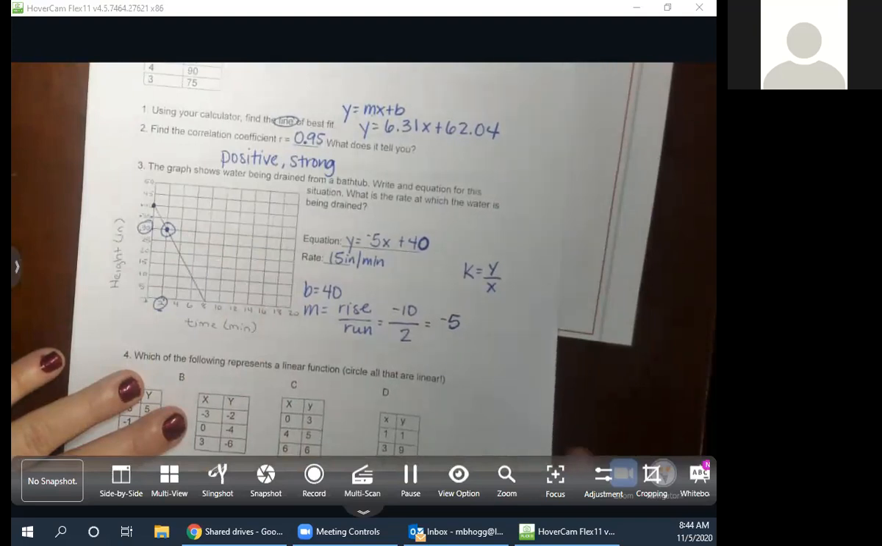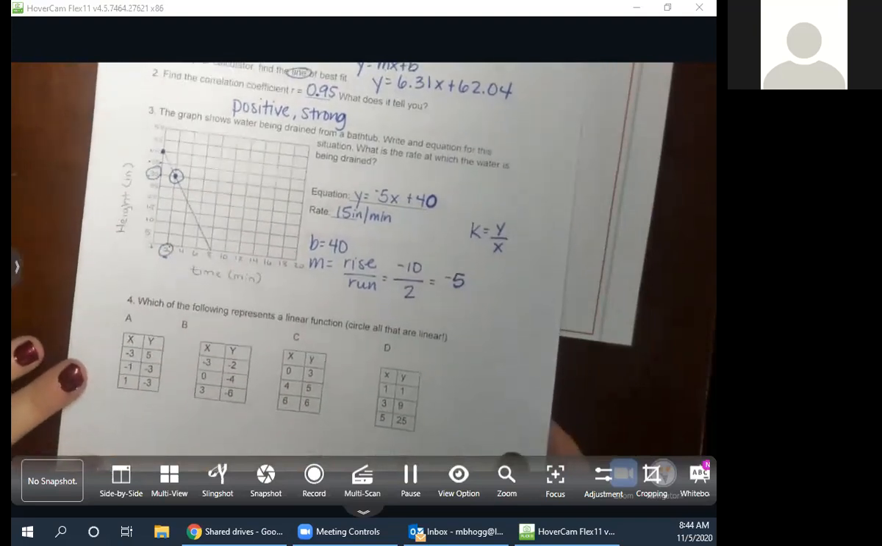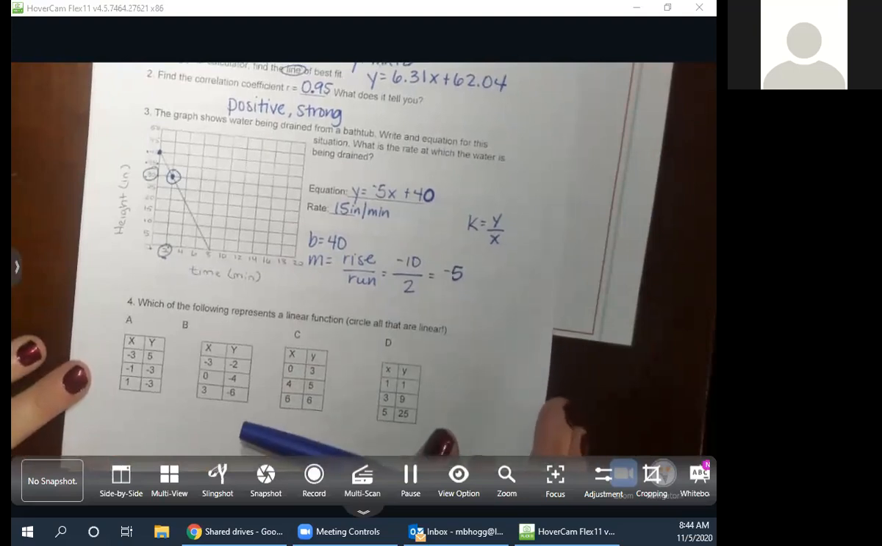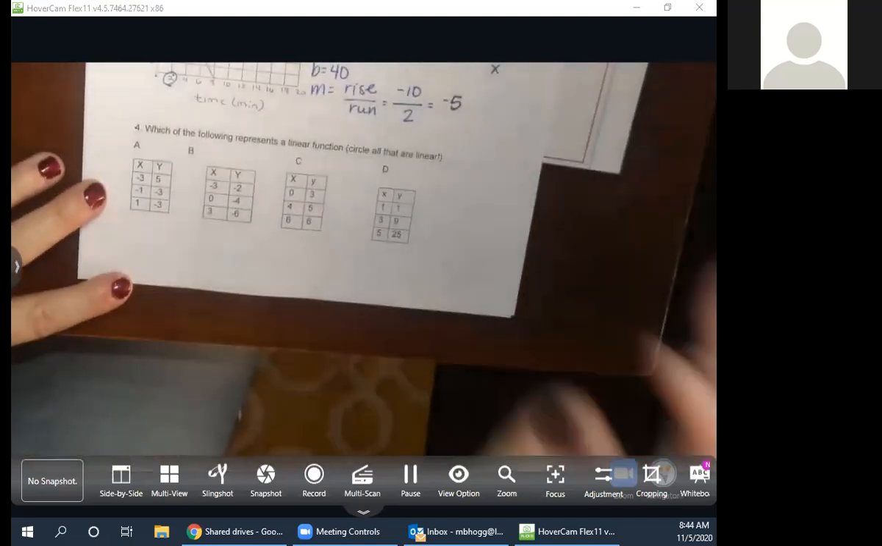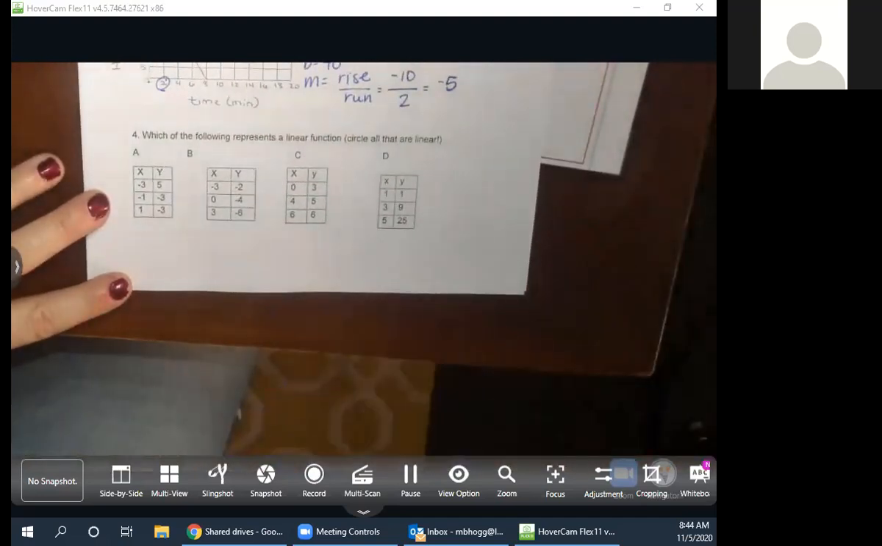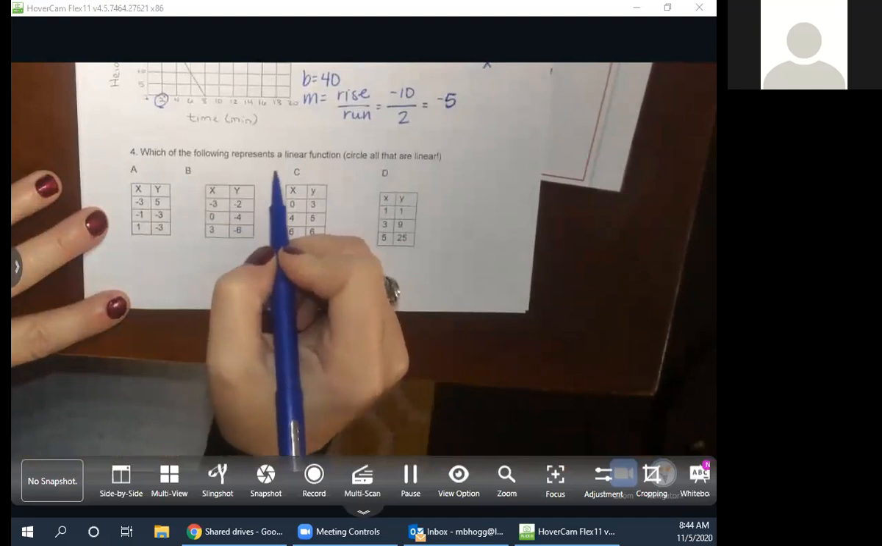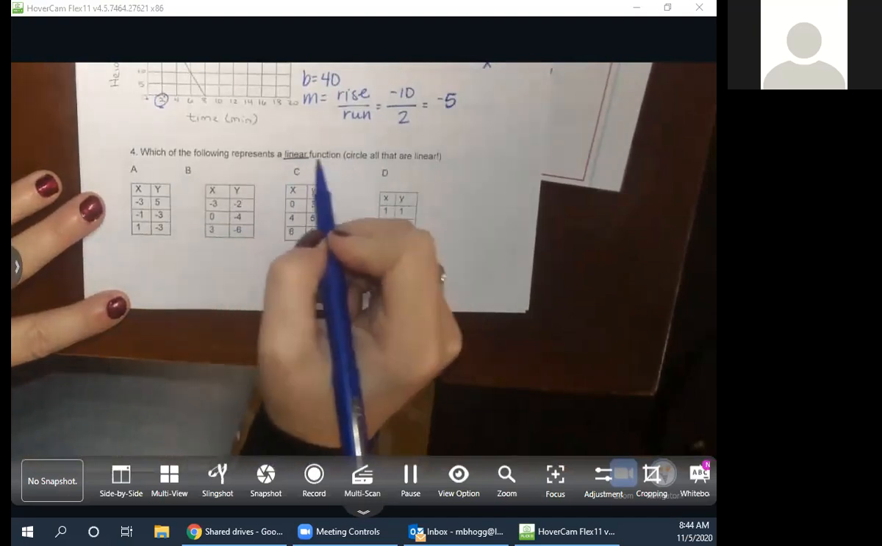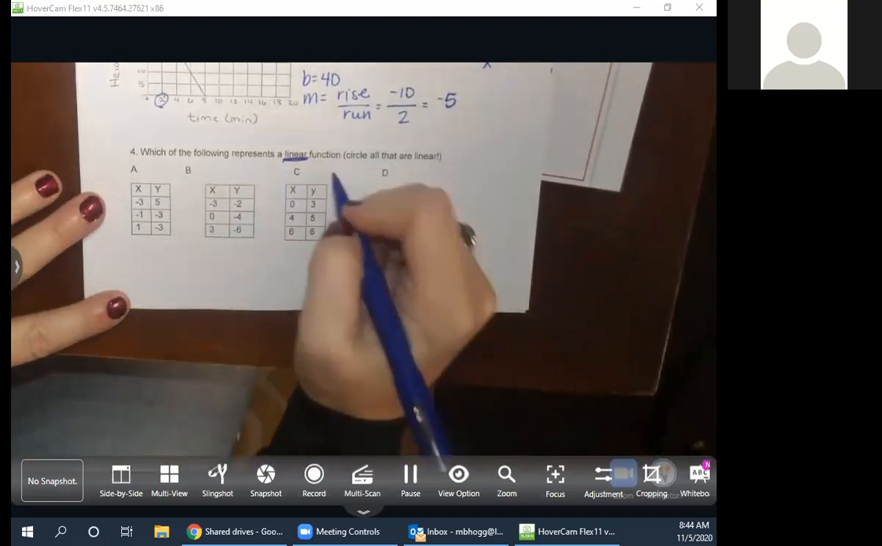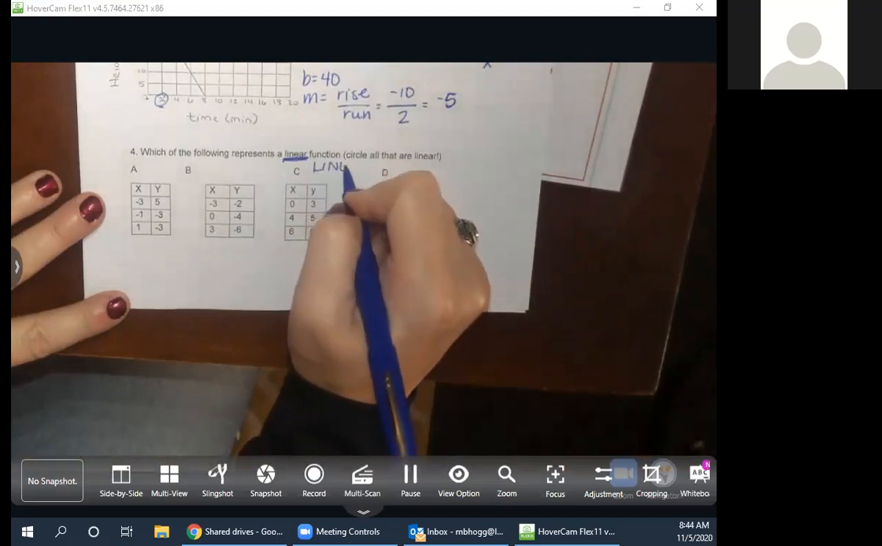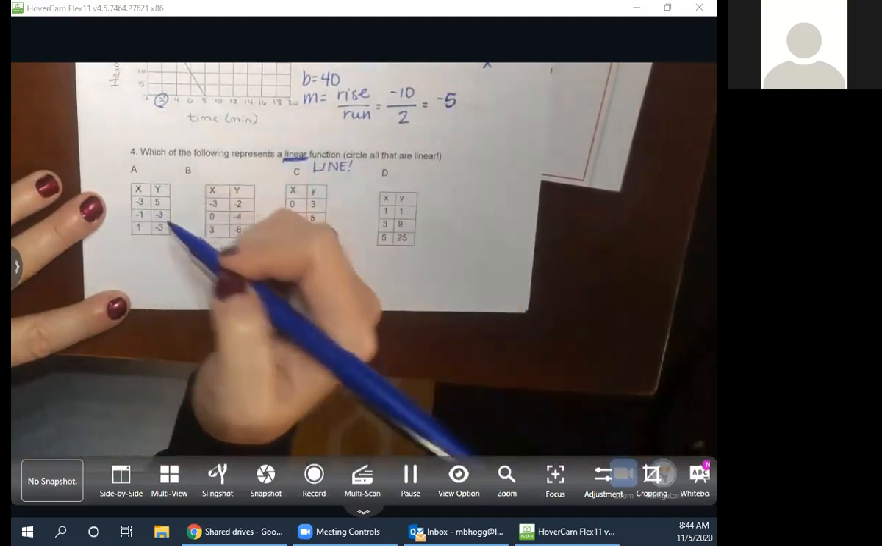So let's go to number 4. Okay, this is going to go back a little bit. It's a little review from last time. Which one represents a linear function? Linear means it goes in a line. It means there's a pattern.